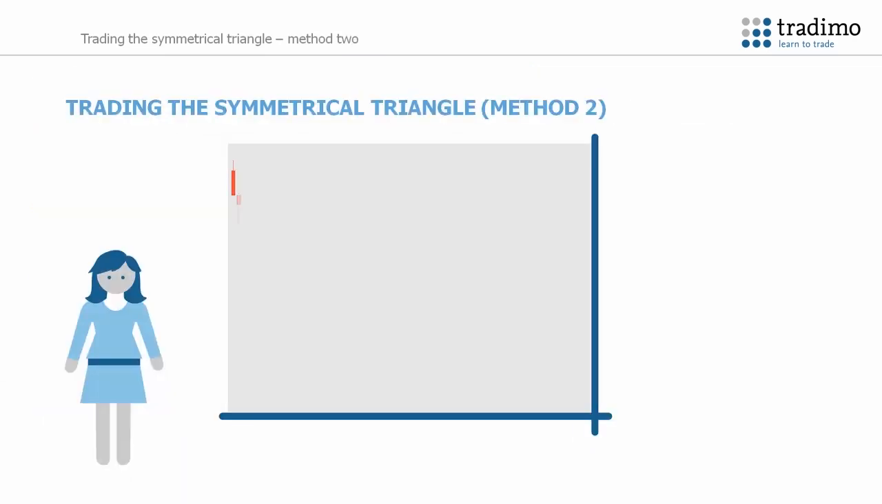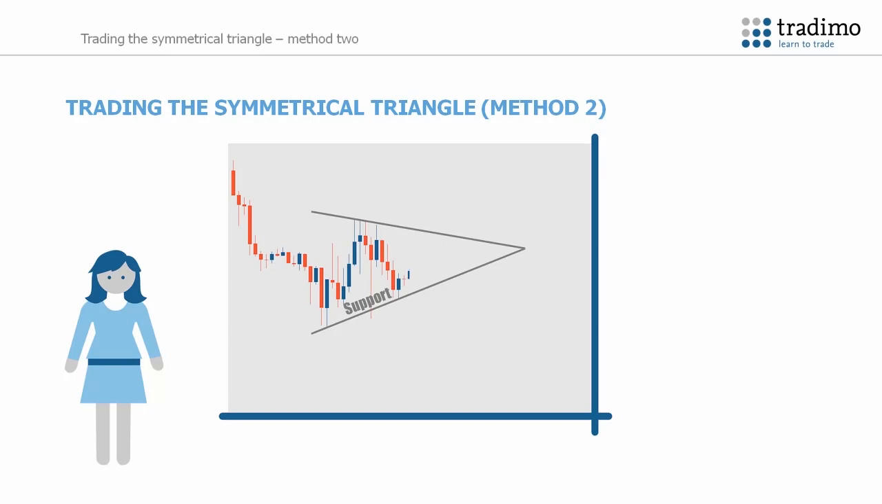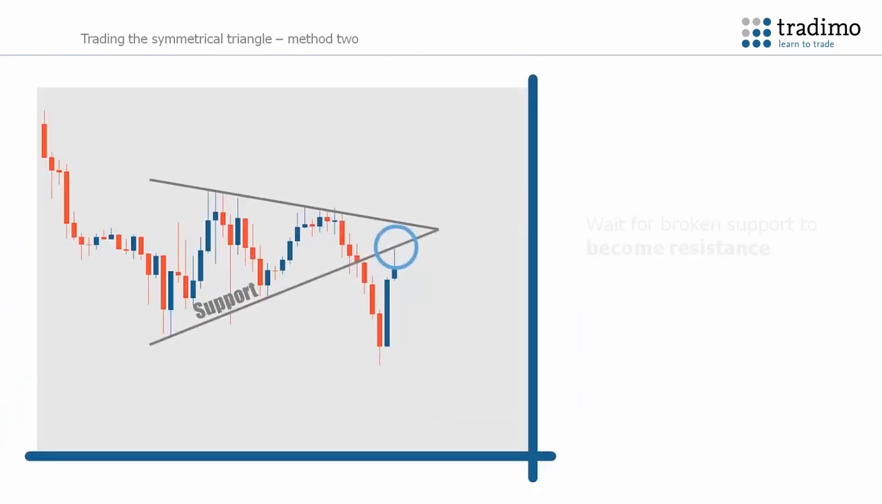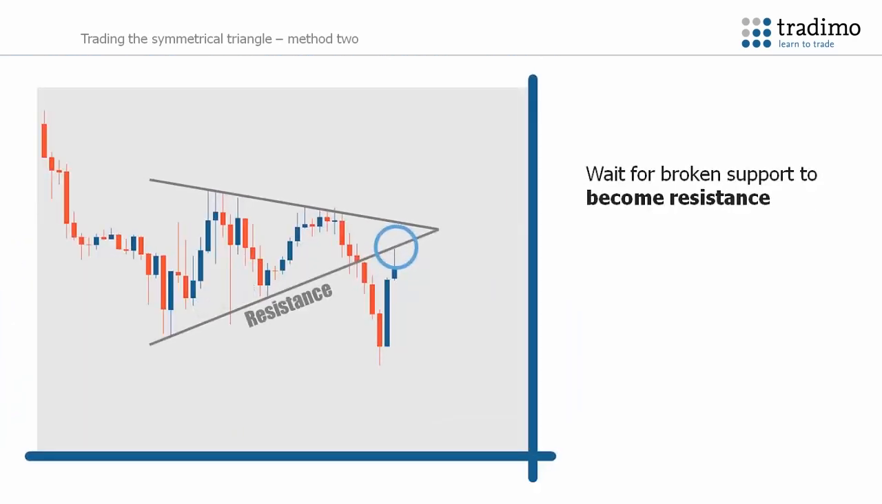The second way to trade this pattern, which is more conservative, is to wait for the price to break out of the triangle as previously shown, but instead of entering directly after the breakout, you wait for price to pull back to the trend line. In other words, you are looking for broken support to become resistance for a breakout to the downside, and for broken resistance to become support for a breakout to the upside.